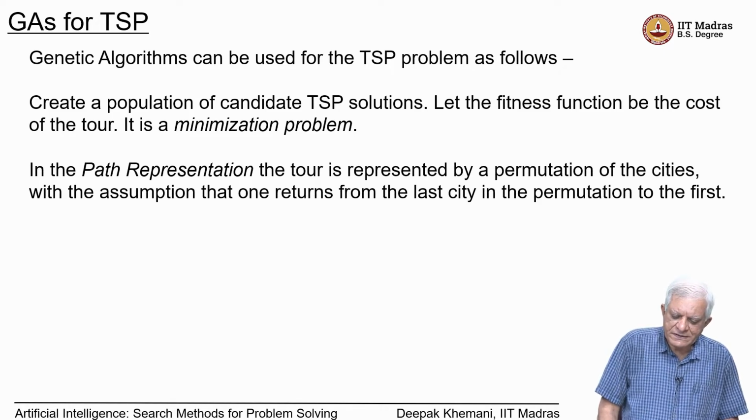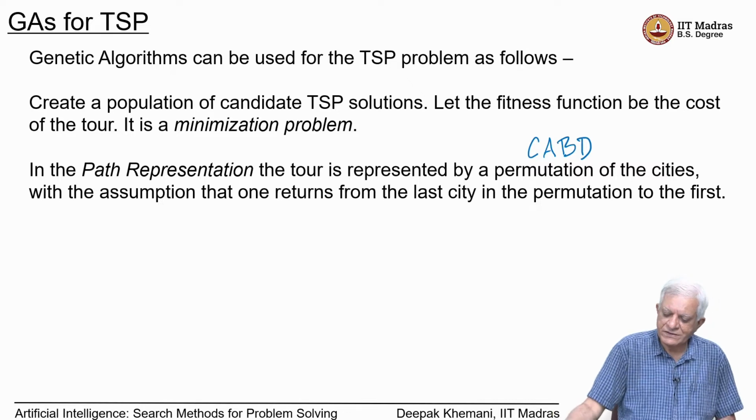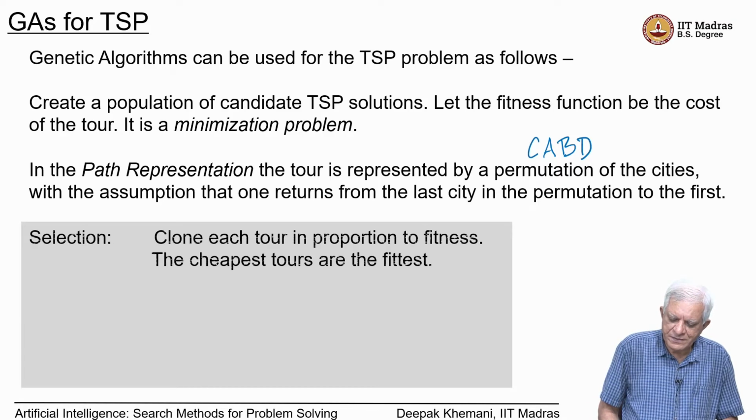In the path representation, the tour is represented by a permutation of the cities with the assumption that one returns from the last city in the permutation to the first city. So, supposing there are 4 cities, I write C, A, B, D as a tour. It basically says you start with C, go to A, then go to B, then go to D, and then come back to C essentially. So, it is a complete tour. We don't write C again in the path representation because we just look at the permutation of the cities.